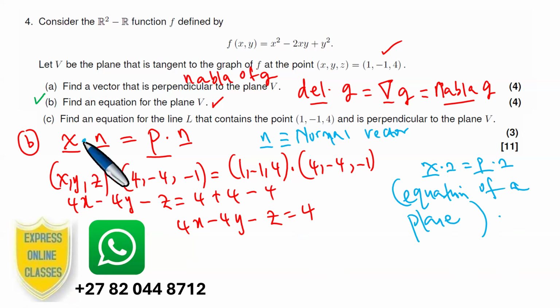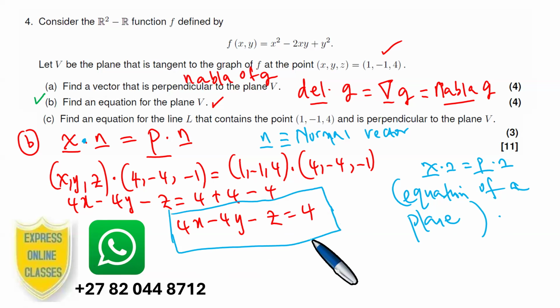If you take two vectors and take the dot product, you take the point vector and dot it with n, and this is component multiplication. The vector x dot the normal is x times 4, which is 4x, and y times minus 4 is minus 4y, z times minus 1 is minus z. Then 1 times 4 gives 4, minus 1 times minus 4 gives 4, and 4 times minus 1 gives minus 4. We simplify everything and get to this, and this is the answer.